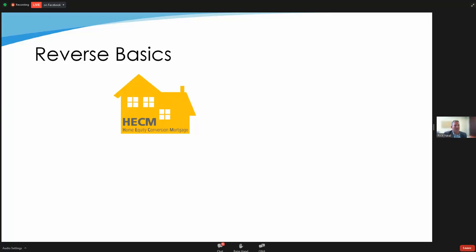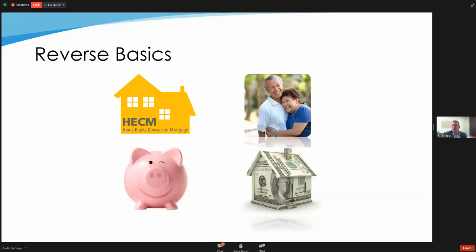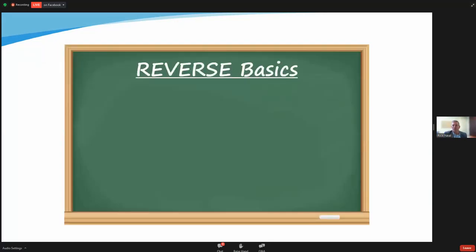Okay, so next is the age. HECM is for homeowners who are 62 years and older. Some portfolio loans, not all, but some will go down to 55 years of age. This will help them convert a portion of their equity trapped in their home into tax-free cash that a borrower can use however they choose. So let's take a look at a few more reverse basics.